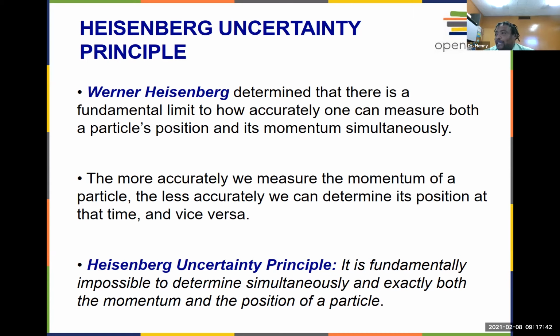And so Heisenberg's uncertainty principle basically says that it's fundamentally impossible to determine simultaneously and exactly both the momentum and the position of a particle, right? So we can't do it simultaneously and exactly, because stuff is moving. It's going to be hard for us to determine the exact location where it's located and the momentum that's associated. So we have to take into consideration that uncertainty, okay?